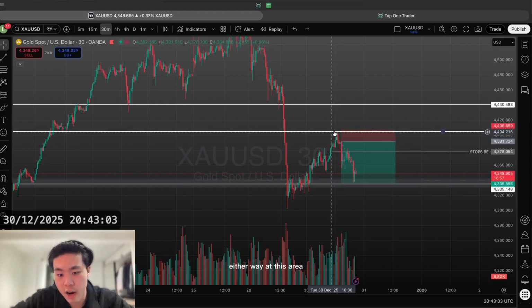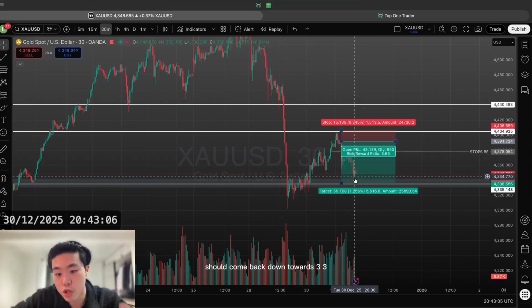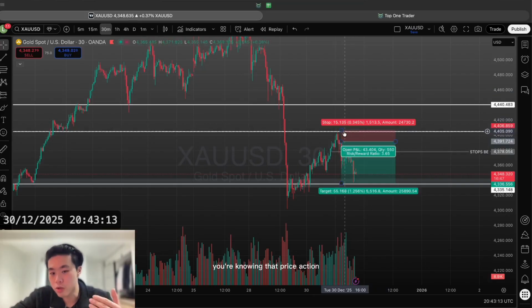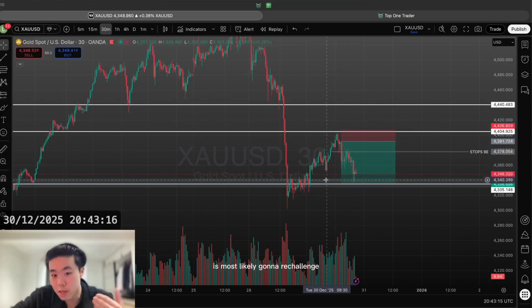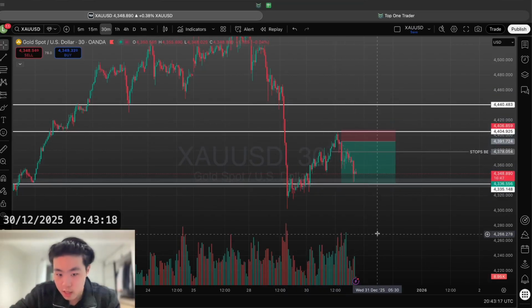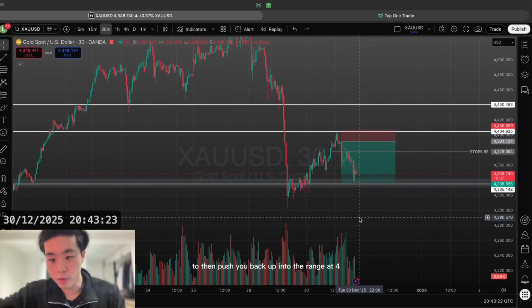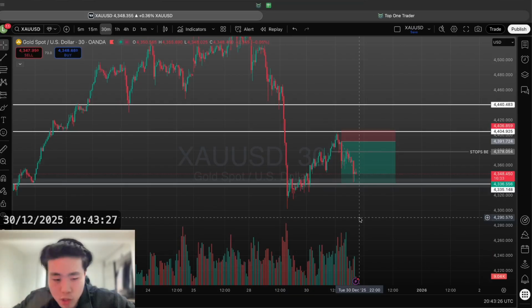Either way, at this area, we already know that price action should come back down towards the 337, 336 areas minimum. If price action refuses to push up, you know that it's most likely going to re-challenge these lows to either break and continue or give you a retest to form a support to then push you back up into the range at 404, let's say tomorrow. There you have it. Straightforward.